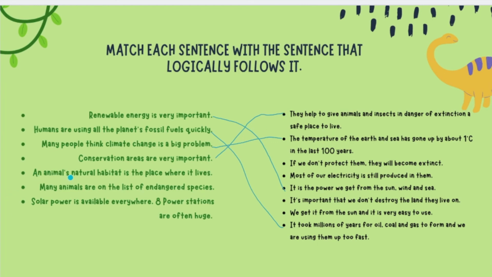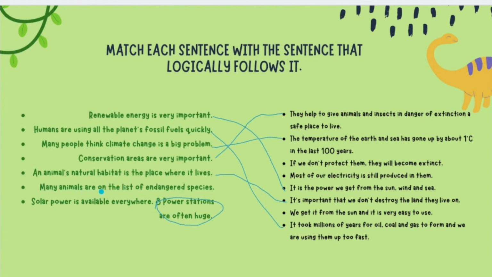An animal's natural habitat is the place where it lives. Therefore, it's important that we don't destroy the land they live on. Okay, we have a lot of issues with illegal hunting and deforestation that actually destroy the animals' shelter. Oh, I can see there's a hiccup here. So this is a new sentence.